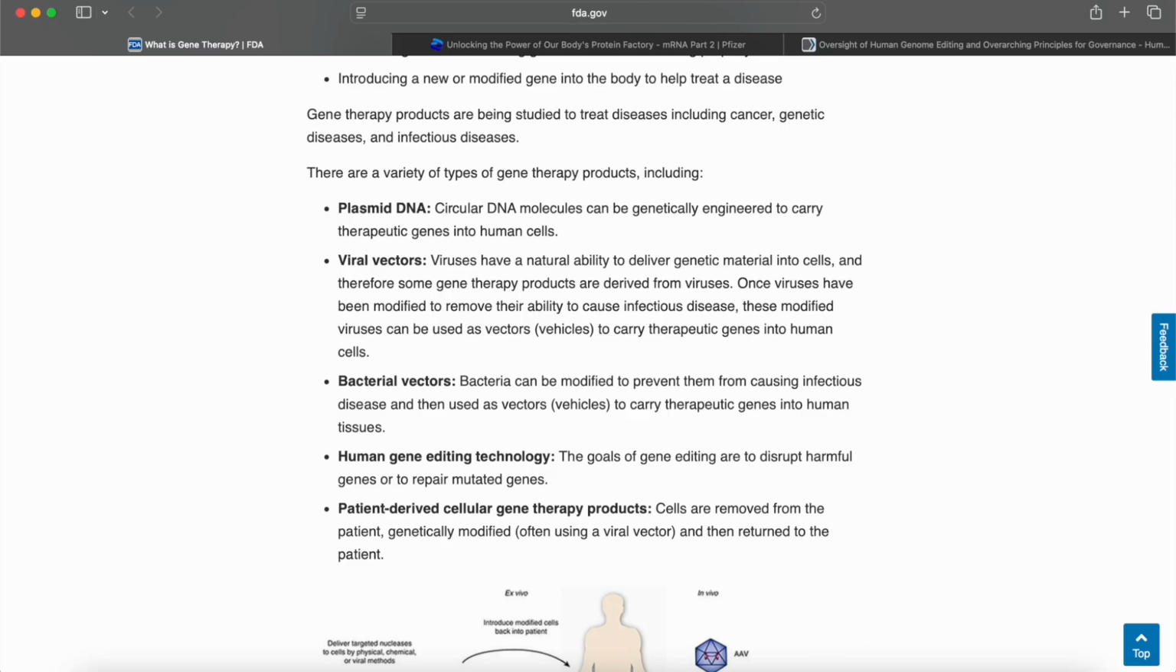Bacterial vectors. Bacteria can be modified to prevent them from causing infectious disease, and then used as vectors, vehicles, to carry the therapeutic genes into human tissues. Human gene editing technology. The goal of gene editing is to disturb harmful genes or to repair mutated genes. Patient-derived cellular gene therapy products. Cells are removed from the patient, genetically modified using a viral vector, and then returned to the patient.